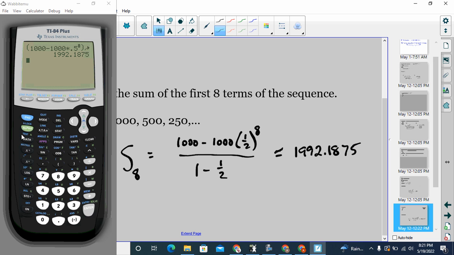1992.1875 if we are allowed to use decimals. If not, we can change that to a fraction by going to math, number 1. Well, let's take out the 1992. So 1992 and 3/16.